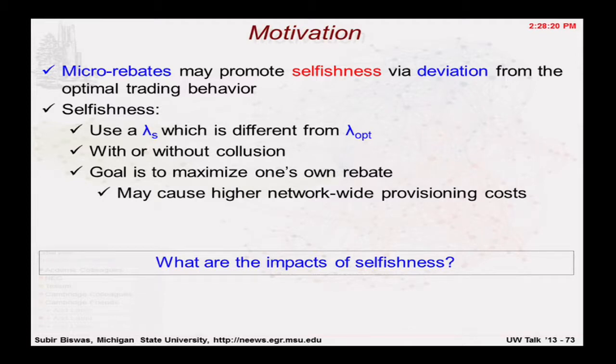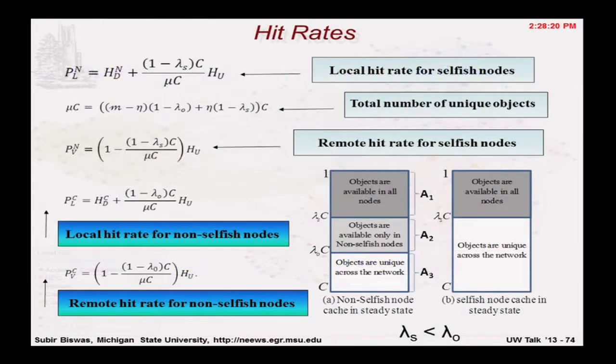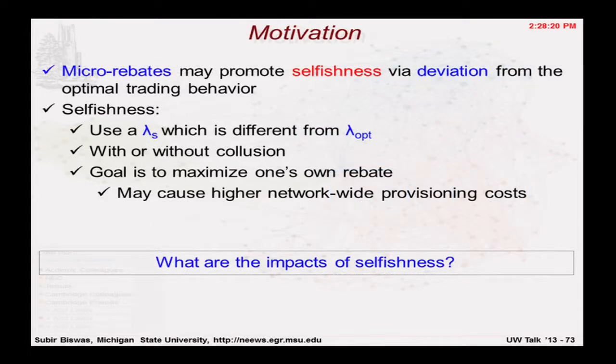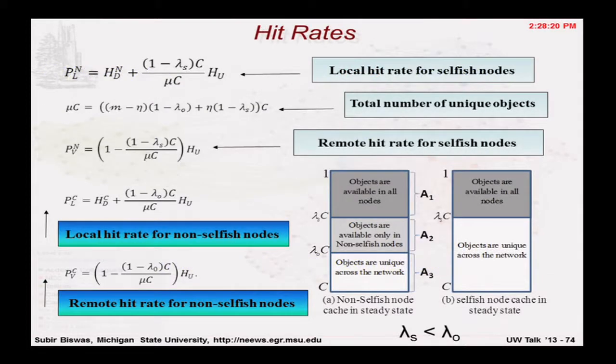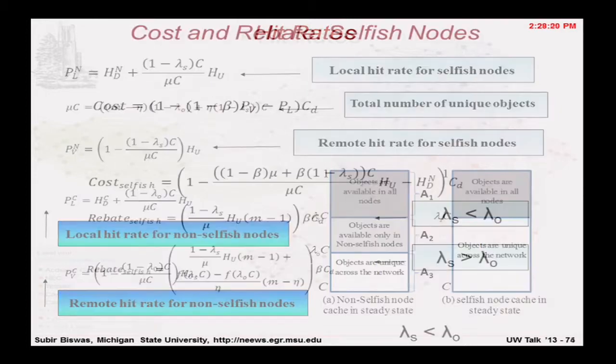So there are different types of selfishness that can be attempted in a network like this. One of the things that we did is that we chose one type of selfishness, which is that a node uses lambda s, which is a selfish parameter for lambda, as opposed to lambda opt, which is what you would do if you are a good guy, right? So we did manage to compute the cost for it.